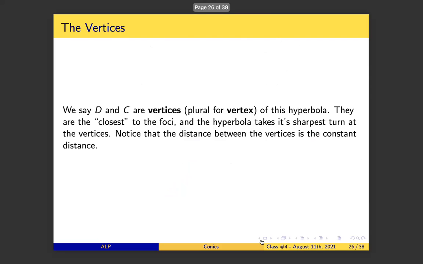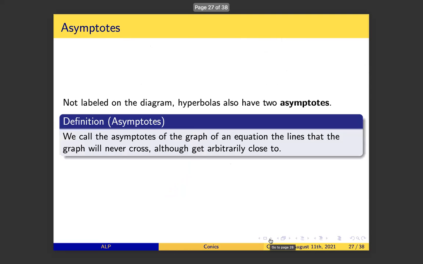Oh, sorry. And notice that the distance between the vertices is a constant distance. All right, now we have asymptotes. Not labeled in the diagram, hyperbolas also have two asymptotes.